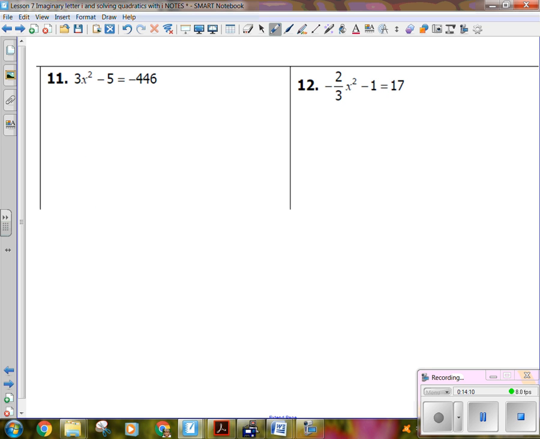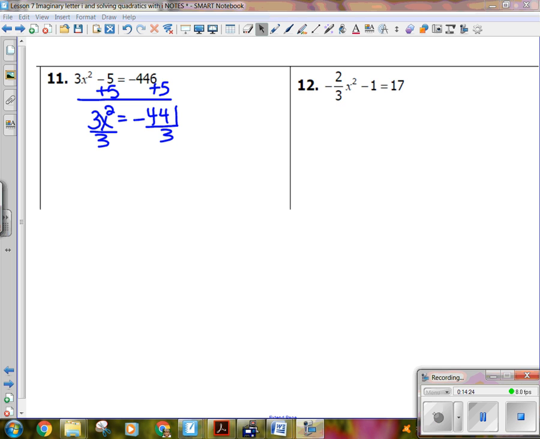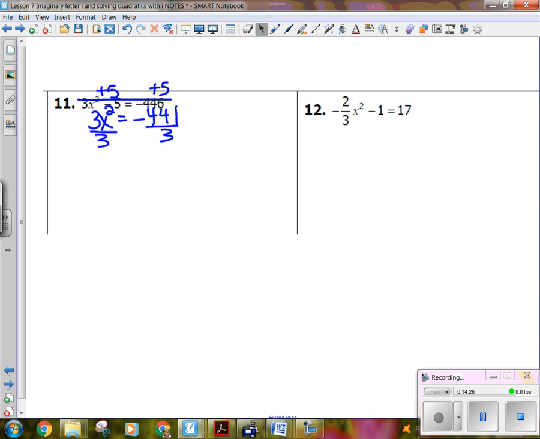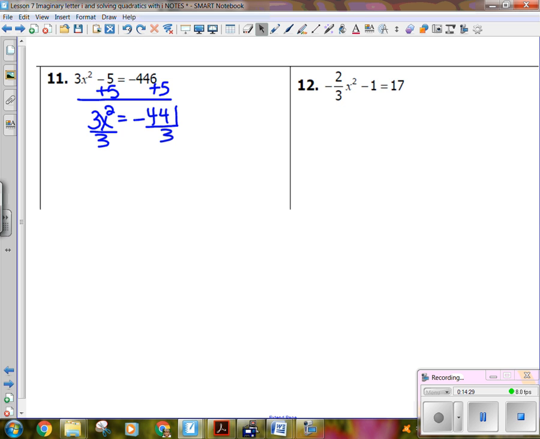Number 11. First thing I want to do is add 5 to both sides. I get 3x squared equal to, I believe, negative 441. When you divide by 3, x squared is equal to negative 147. Take the square root of both sides. 147 is not a perfect square. 144 is a perfect square, so I have to leave the square root of 147. The negative comes out as little letter i.